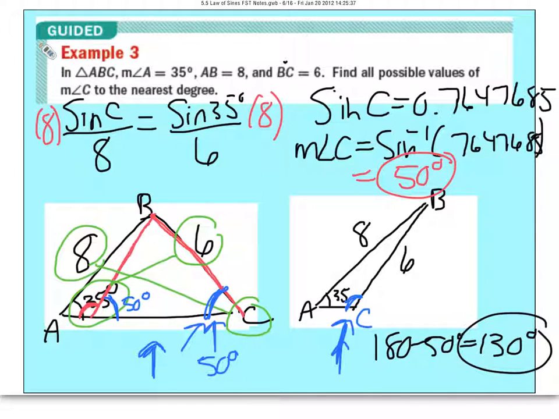Now, I think the second triangle has 130 degrees as the answer. Make sure it works. Can this angle be 130 and you have this one at 35? Sure, that's 165 degrees. That gives me enough room to actually make this angle be 15 degrees, and a triangle will actually be able to be made.